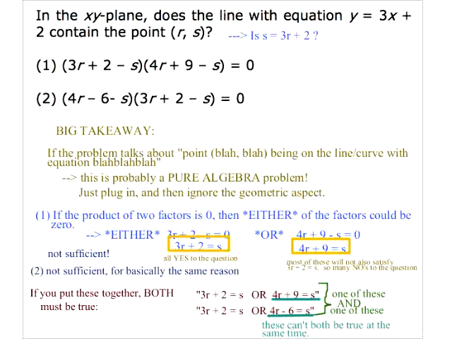All right. That's sufficient. So the answer to this is C.